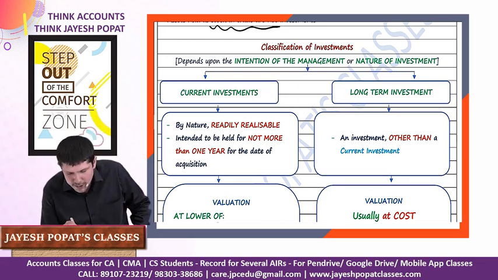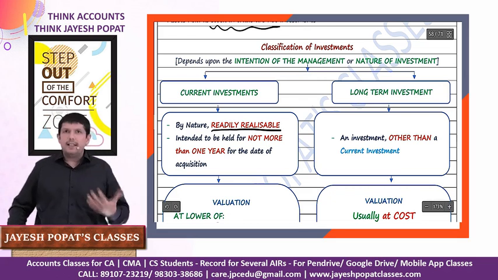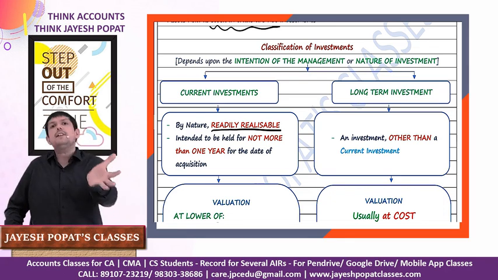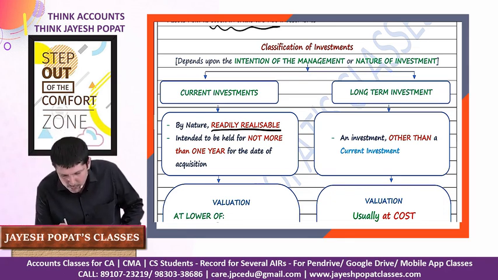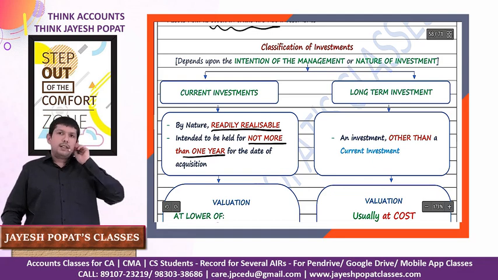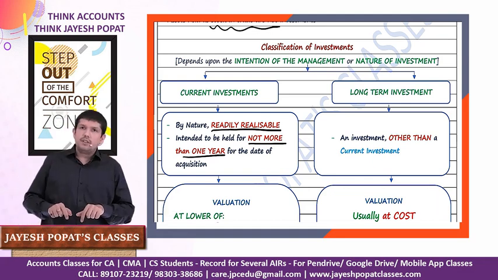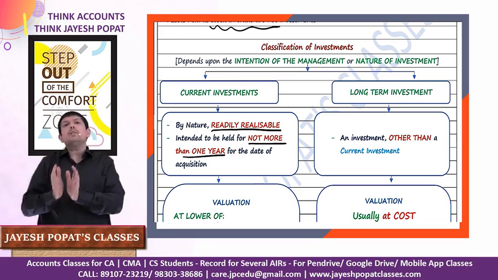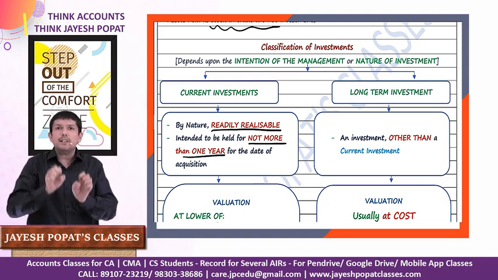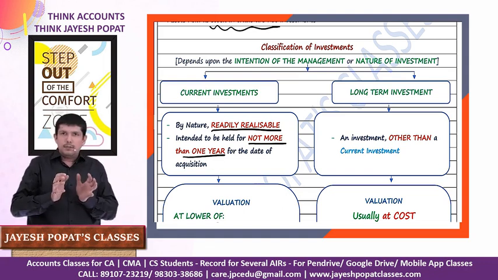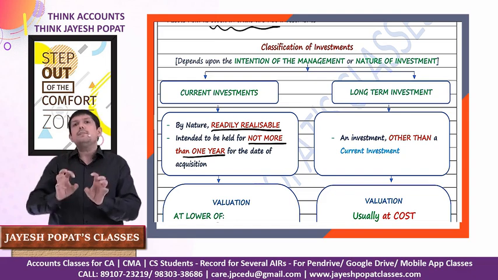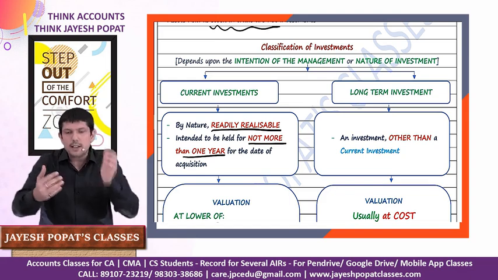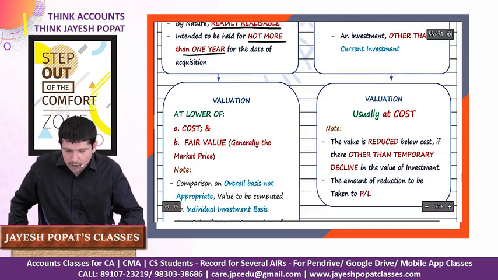Current investments have been defined as those that by nature are readily realizable, so they are liquid. Whenever the enterprise wants to sell, it can dispose of and realize the cash, and they are intended to be held for not more than 1 year. So the intention of the management at the time of acquisition is to hold it for a maximum period of 1 year. Long-term investments have been defined as investments which do not qualify as current investments. Maybe these are not readily realizable, or maybe they are held for a period longer than 1 year. Now we'll talk about the valuation norm.